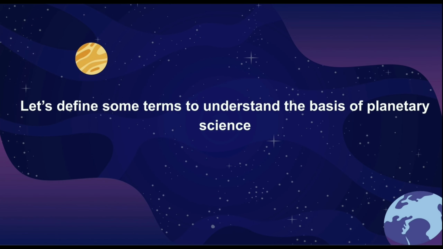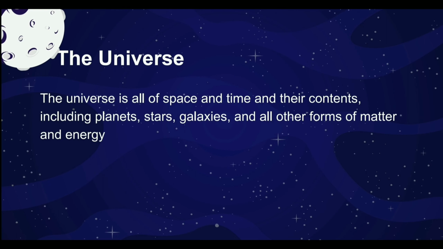Now, before we get into anything deep, we're going to define some terms to understand the basis of planetary science. The first term that we're going to define is the universe. So we always hear about the universe. What is the universe, right? The universe is all of space and time and their contents, which includes planets, stars, galaxies, and all other forms of matter and energy. If you want to know what is a planet, what is a star, what is a galaxy, we're going to get into that. But just know that the universe houses all of these contents, and it's just space and time and darkness, and it's just amazing.